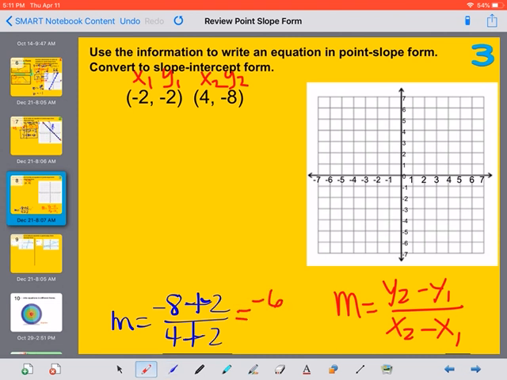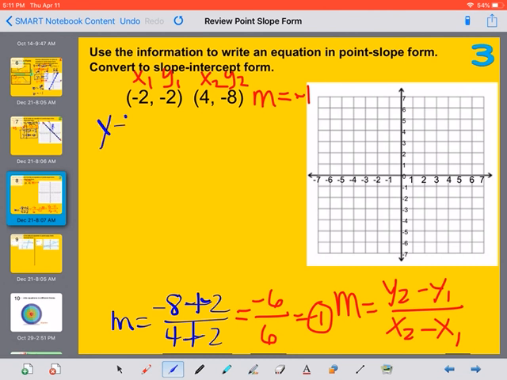So we have negative 6, and then 4 plus 2 is also 6. 6 divided by 6 is really just 1. So our slope, or m, is negative 1. If you want to leave it as a fraction, you can, but when we're putting it into an equation, it helps to have it as not a fraction.